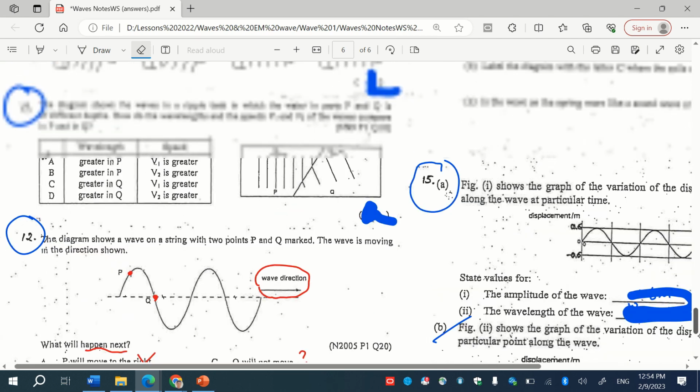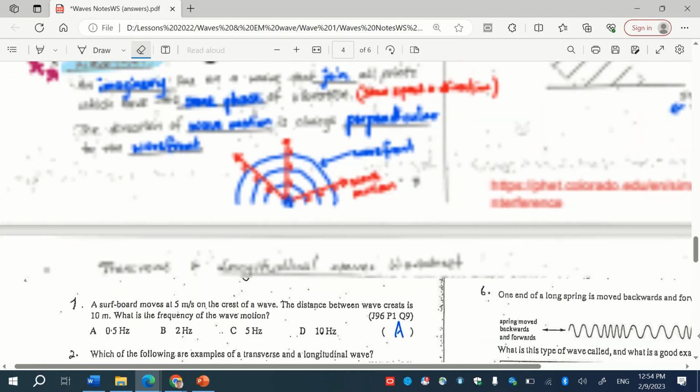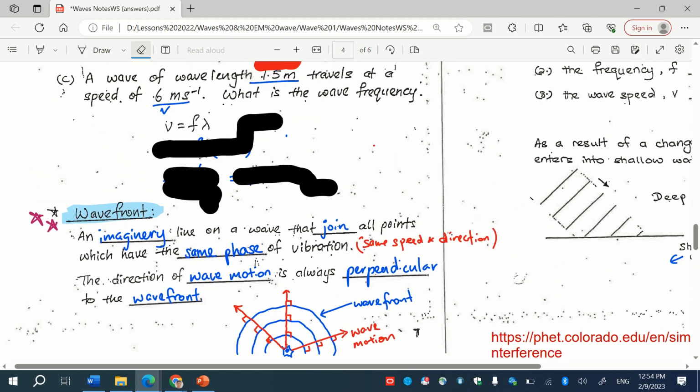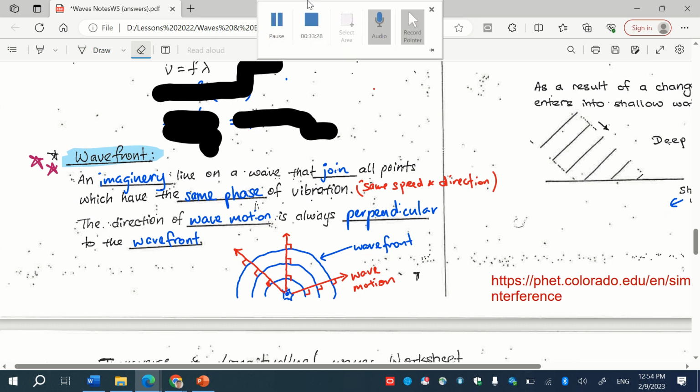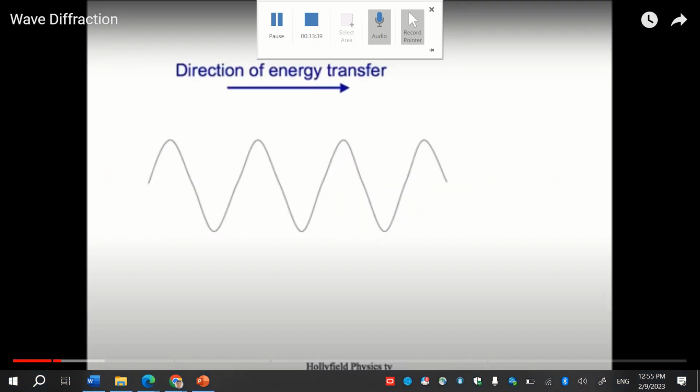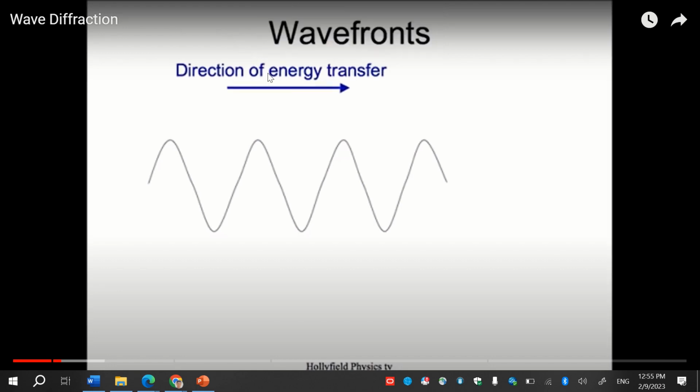Now come to the last part called the wavefront. What does wavefront mean? Let me pause here first. I need to look for one YouTube video clip that defines wavefronts very well. I want to start introducing this wavefront by looking at this video clip. Take a look at this video clip.